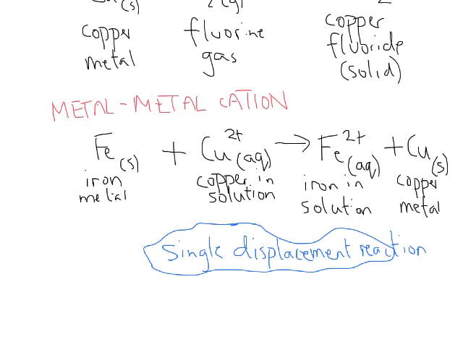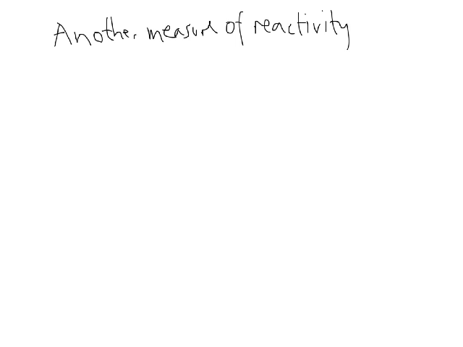Okay, that's the first idea. The next idea is another measure of reactivity: what happens when we react a metal with an acid or water. Some metals are so reactive that they will react with water, other ones will need acid to react. And this is reacting with an acid or water.